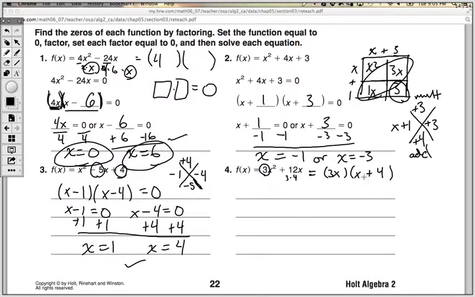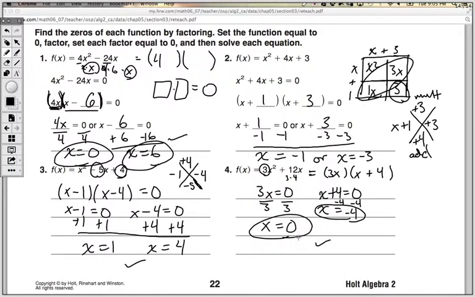So now I got my two terms there. So 3x equals 0, or x plus 4 equals 0. So 3x equals 0, I would divide by 3. I got x equals 0. Okay, that was easy. x equals, what would it equal here? Well, if I subtract 4, x equals -4. So there's my two answers. Cool, cool, cool. Super cool.